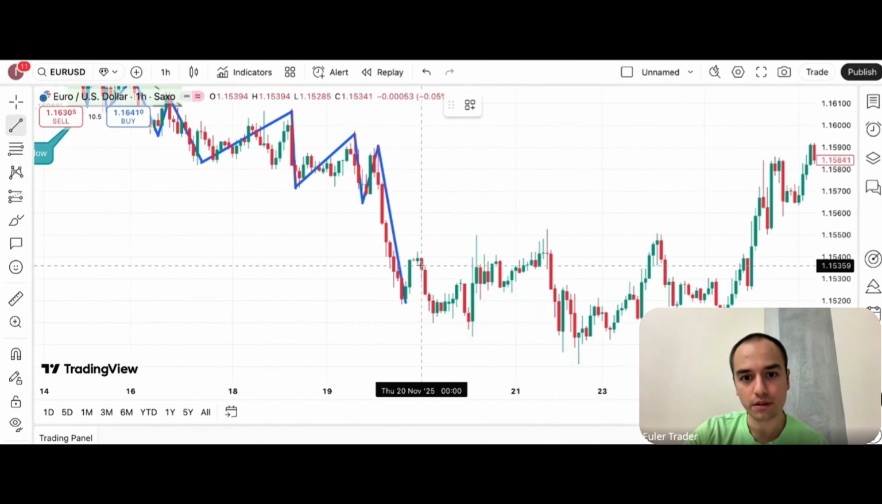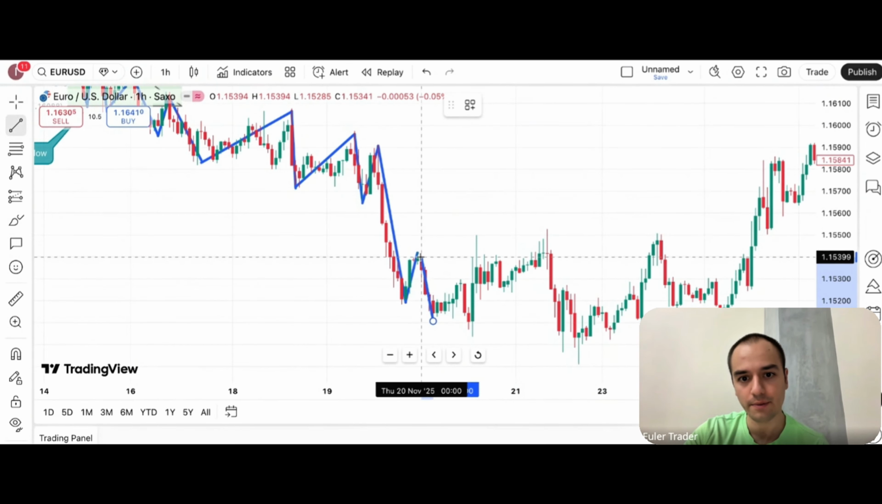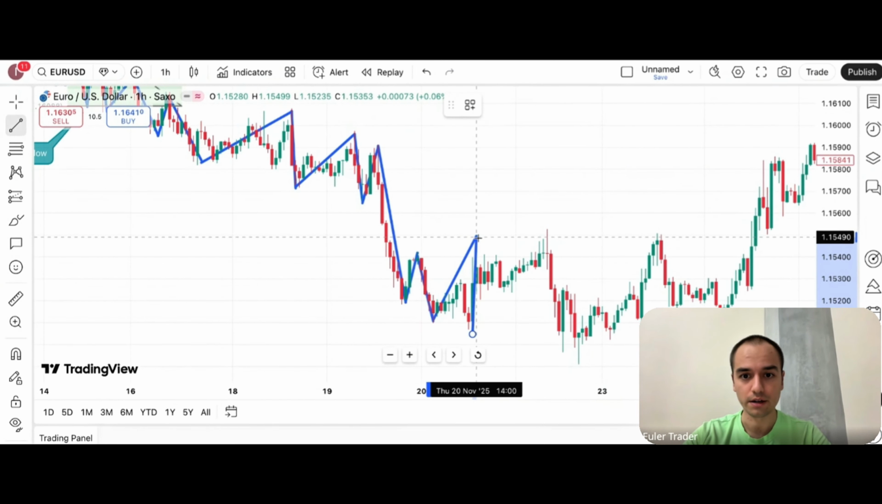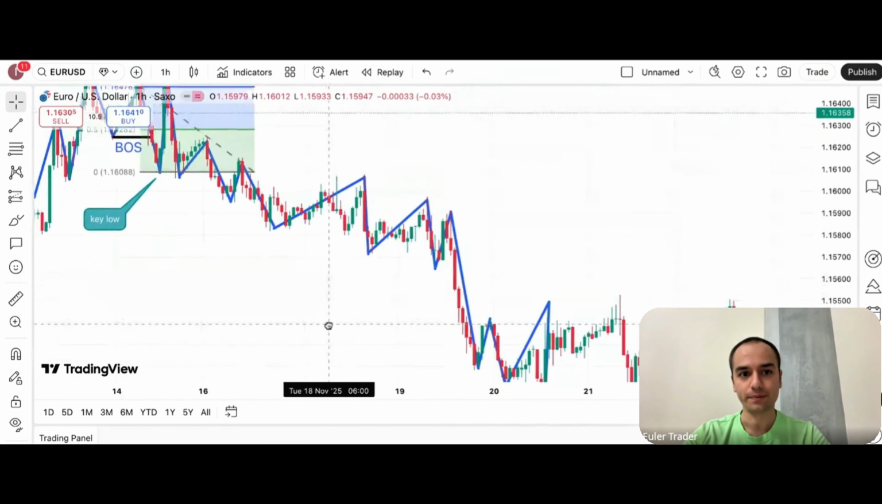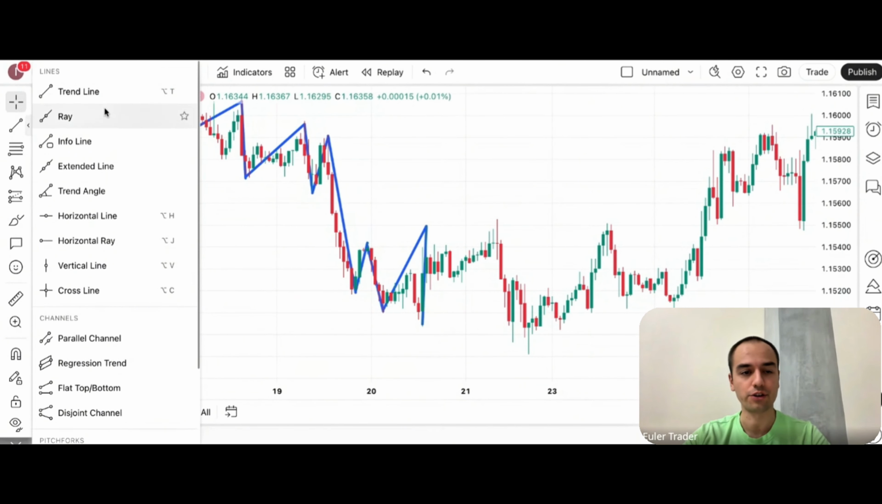Until at some point we stop having them. So you see we have a first weak high. And then we have, again, a higher high. So that's where we would see our break of structure again.